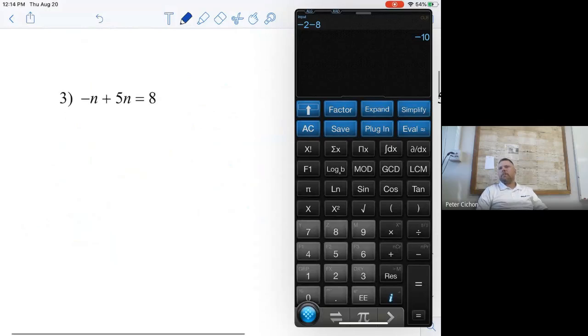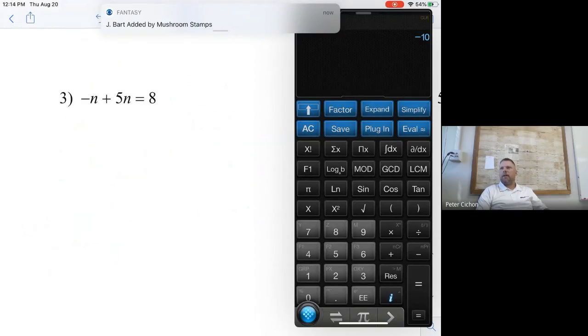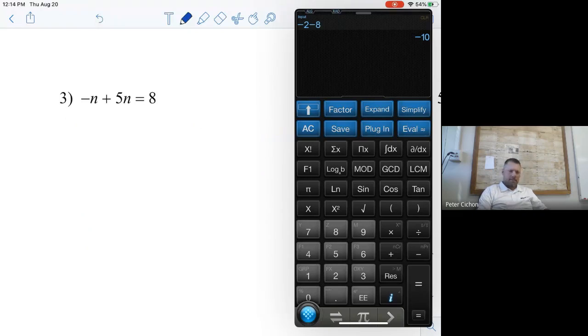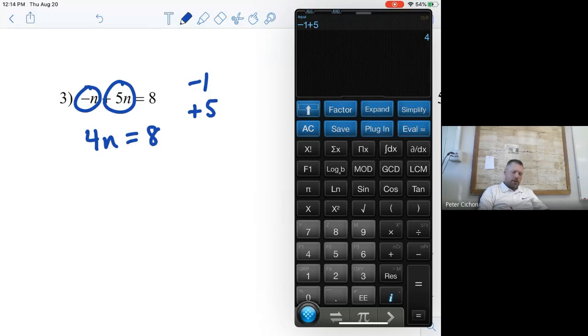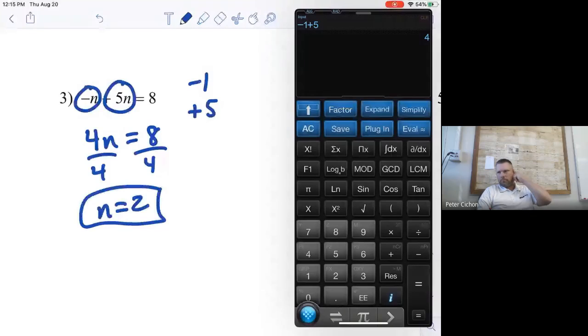All right, some are even real basic. -n plus 5n equals 8. So -n plus 5n, that's -1 plus 5 if you need help with the calculator. -1 plus 5, so 4n equals 8. 4n means multiply, so we're going to divide. n is equal to 2.